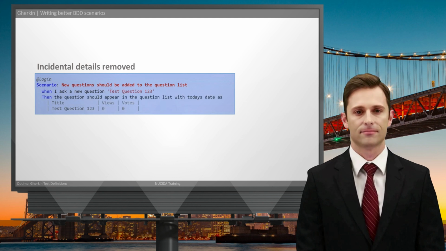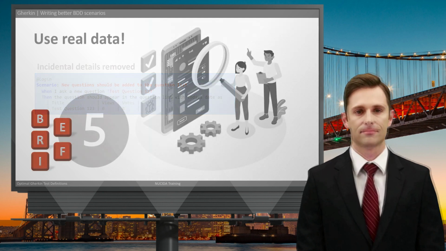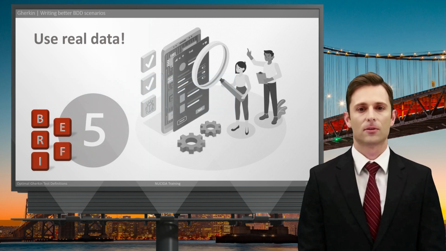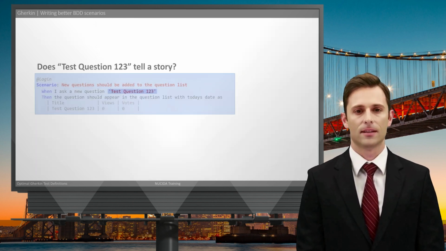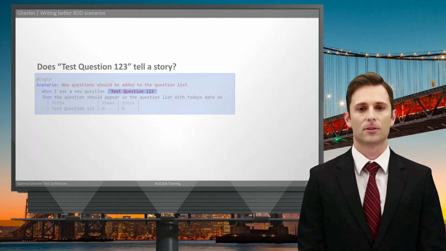Here is our simplified version of this middle scenario. We got rid of the incidental data from there, and this is basically bringing us to step 5, use real data. And this is our letter from our brief principles. In this case, the data that we could play with a little bit, or rather what we could think about, is the title of the question, test question 1234. From a testing point of view, this data is perfect.